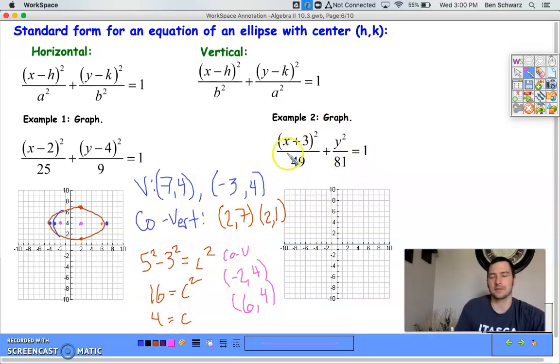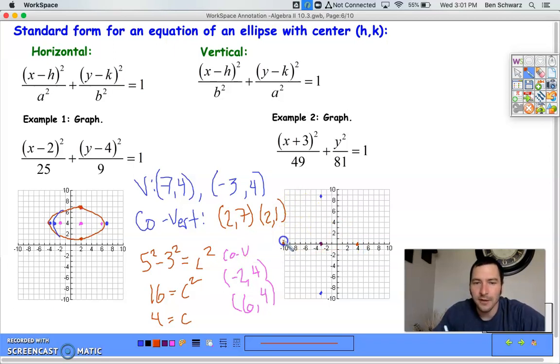Okay, now if we wanted to graph this one, start with the center. So it looks like we have negative 3 and 0. So negative 3, 0, here's our center. Vertices, they're farther, so they're obviously going up and down, right? The square root of 81 is 9, so we go up 9 from there, and down 9. And then 7 for the co-vertices. So that would be here and here.